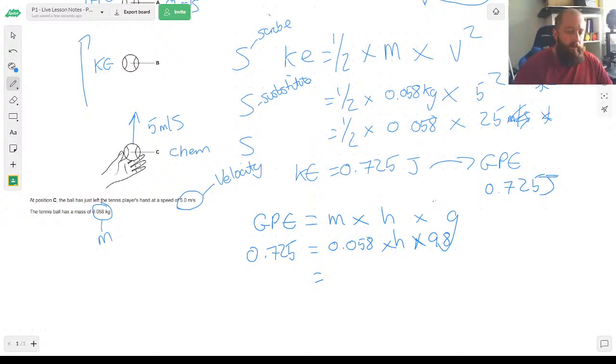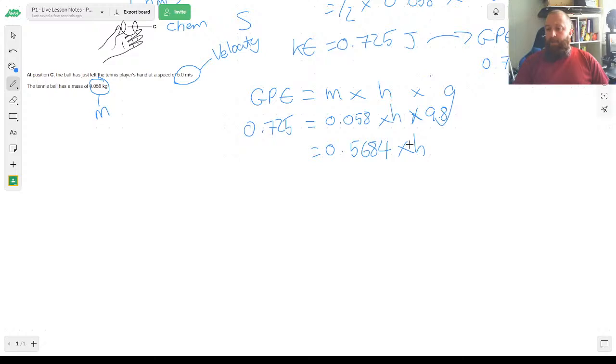So let's do that again. 0.058 multiplied by 9.8 equals 0.5684. I'm not rounding it at the moment, but I might do that later on. So I now need to rearrange this. So my height, if I divide both sides by 0.5684, I move it from this side to this side.